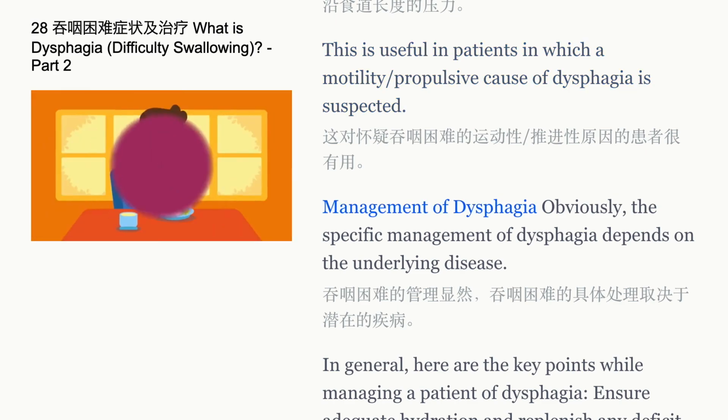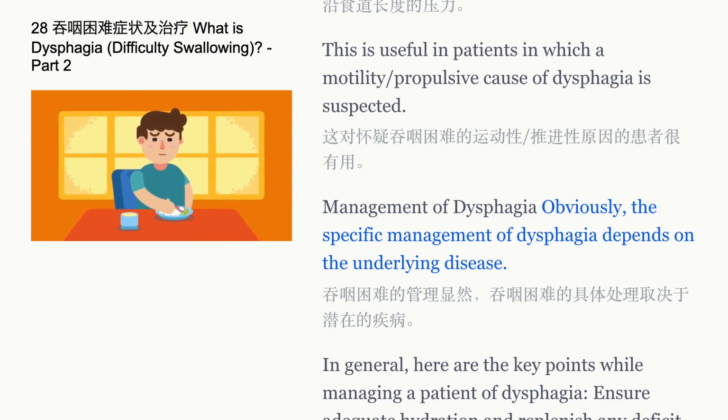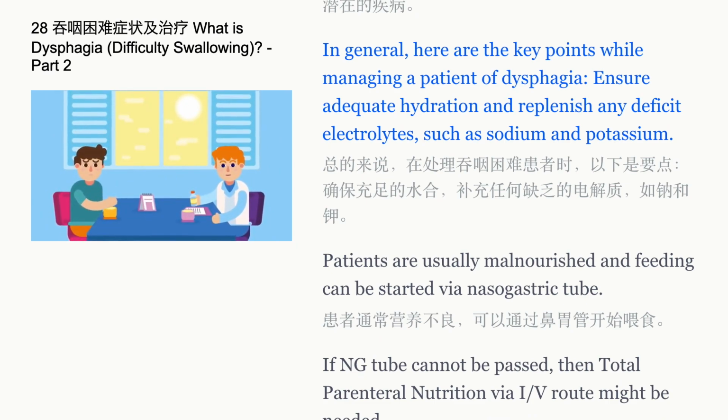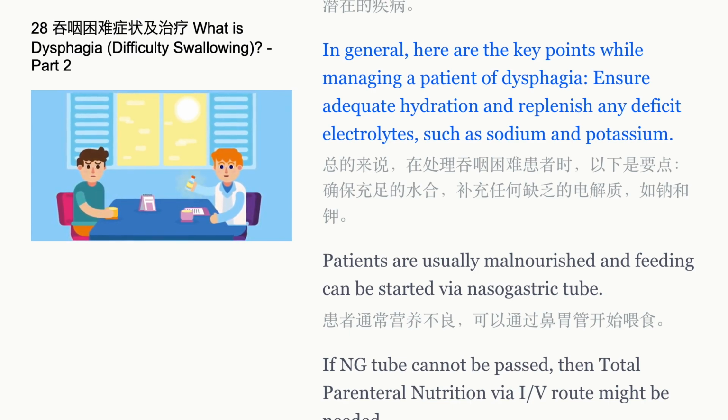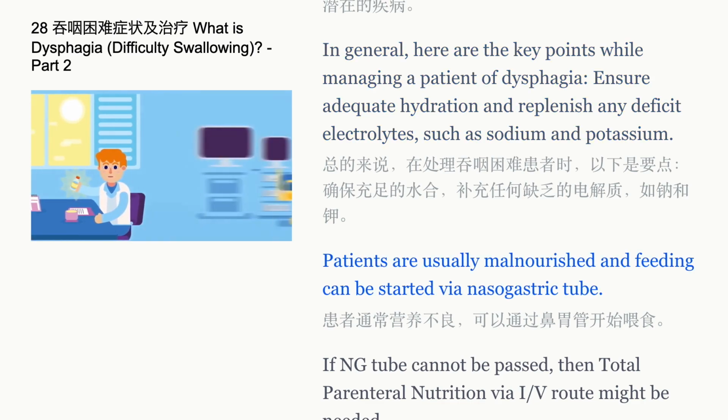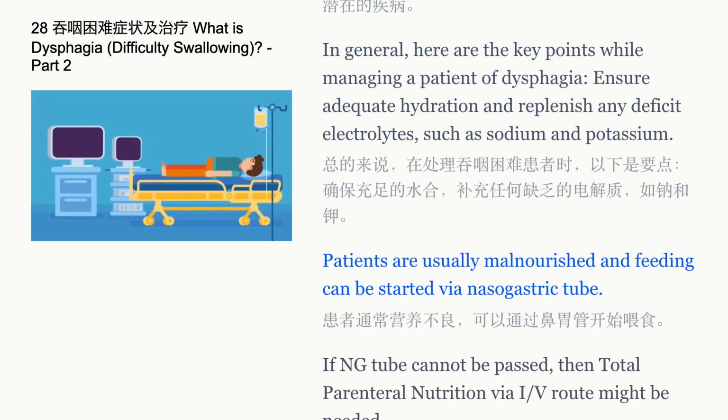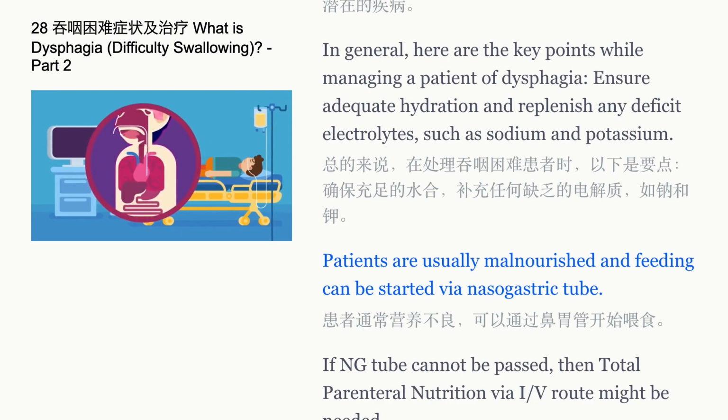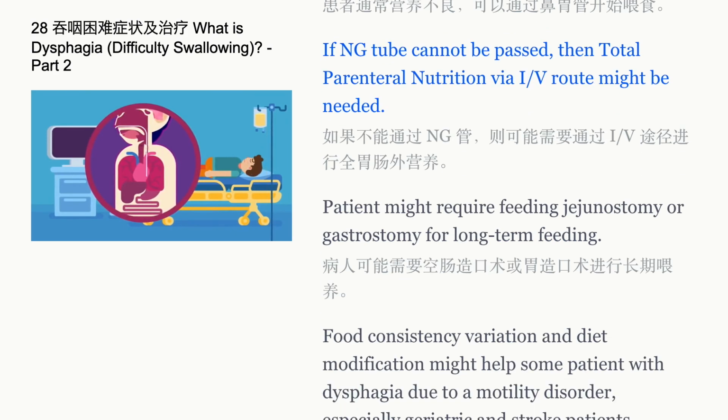Management of dysphagia. Obviously, the specific management of dysphagia depends on the underlying disease. In general, here are the key points while managing a patient of dysphagia. Ensure adequate hydration and replenish any deficit electrolytes, such as sodium and potassium. Patients are usually malnourished and feeding can be started via nasogastric tube. If NG tube cannot be passed, then total parenteral nutrition via IV route might be needed. Patient might require feeding jejunostomy or gastrostomy for long-term feeding.